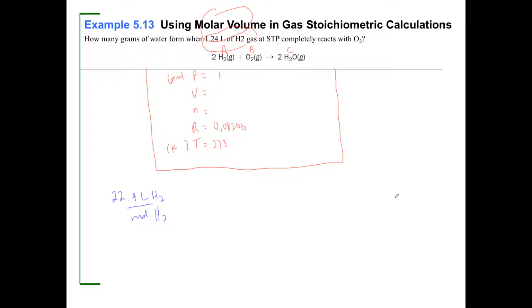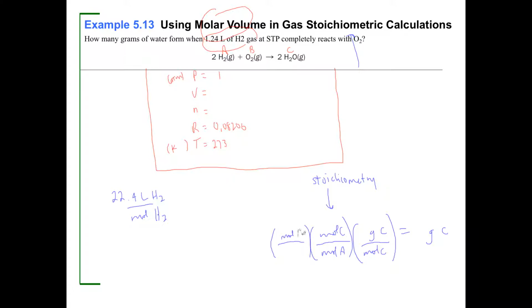I got moles in the bottom. Ultimately, we're going to need how many grams of water? We're going to need grams of C. And since it's stoichiometry, I know I'm going to be going through a molar ratio. So it's going to be moles of C per mole of A. Here's my stoichiometry, by the way. Moles of A per liter of A.